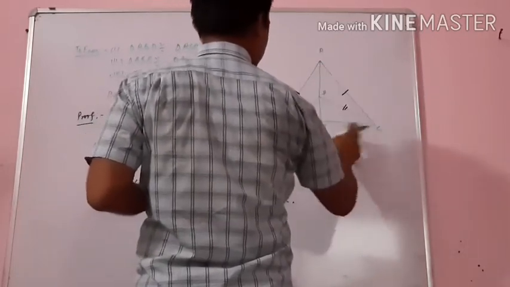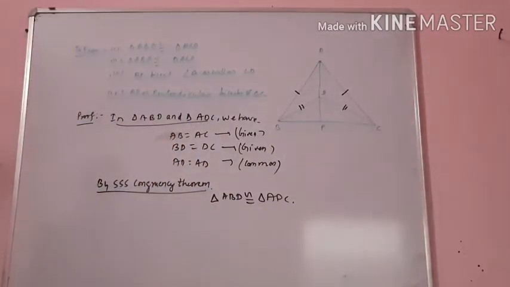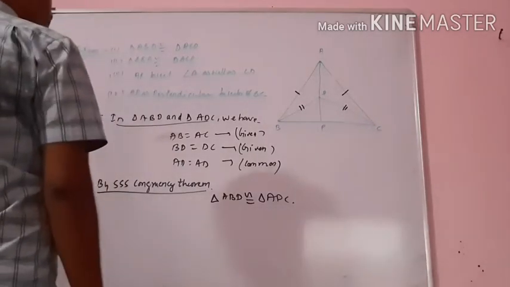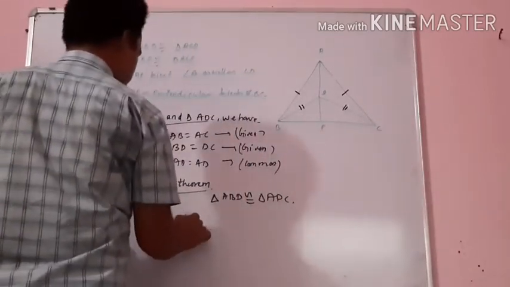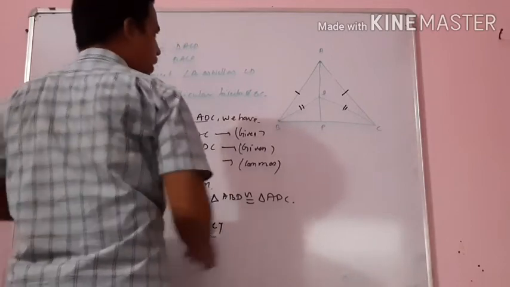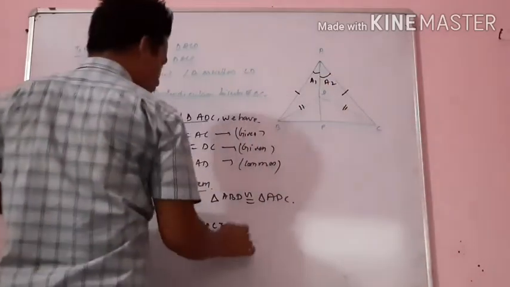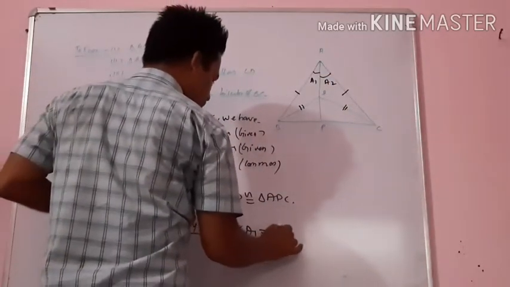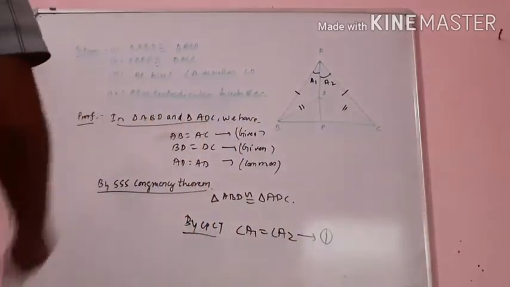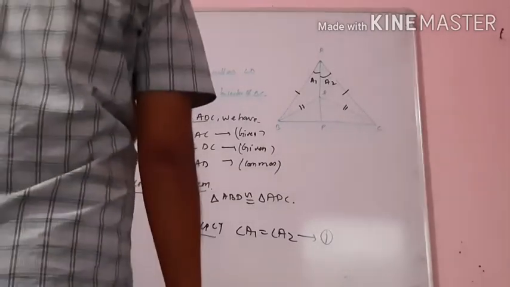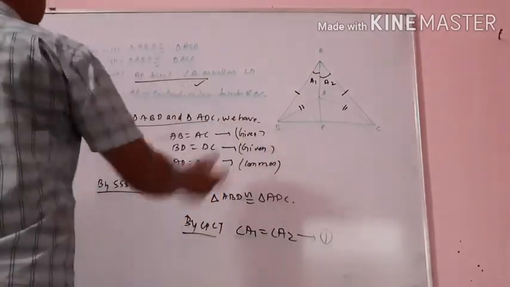ABP and ACP. So we have to prove triangle ABP and ACP are congruent. So what we can see here is by CPCT, what we can write, angle A1, this is A1, this is A2. So by CPCT angle A1 equals A2. Consider this as point number 1. Angle A1 equals A2. That we have proved here, that AP bisects angle A.